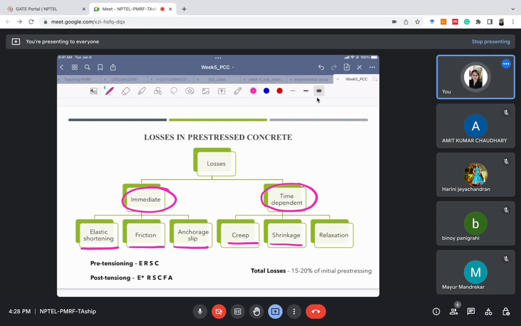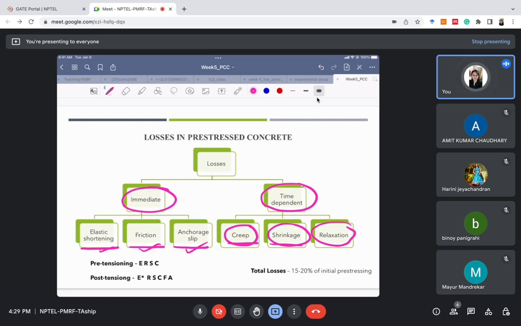And from the name also we know that creep happens over time, right? Shrinkage also happens over time, and relaxation happens over time. So these three types of losses are the time dependent losses, and these three are the immediate losses. So you might be asked in the MCQ also whether anchorage slip loss or friction loss are time dependent losses or immediate losses or something like that.